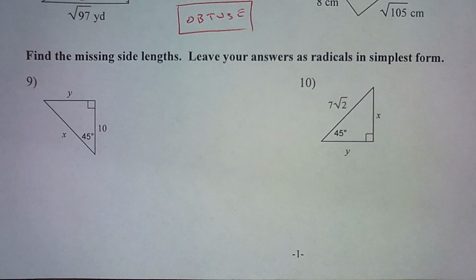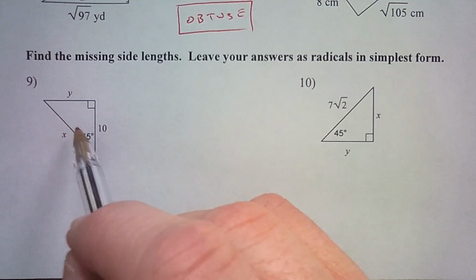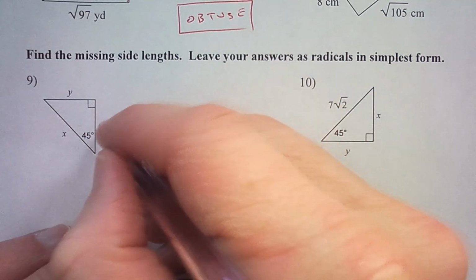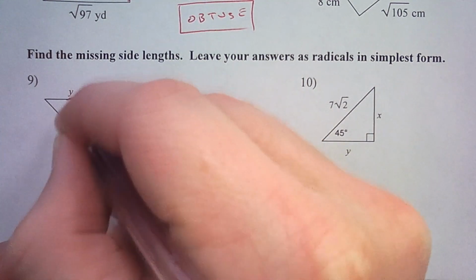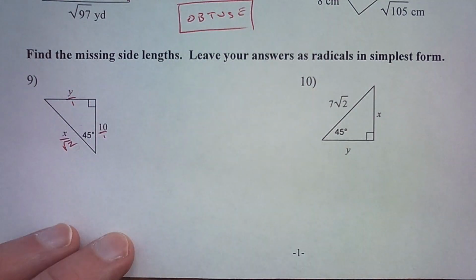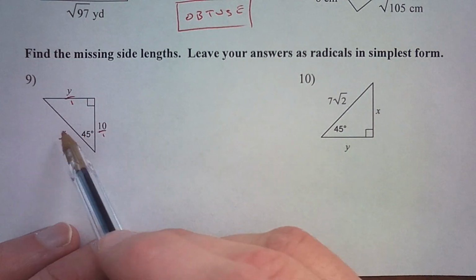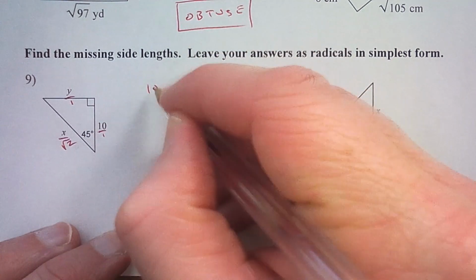We'll continue our review of right triangles now with special right triangles. So we'll see some 45, 45, 90 triangles and some 30, 60, 90 triangles. So our first one here is a 45, 45, 90, and that comes in the ratio of 1, 1, square root of 2. So 10 is to 1 as x is to the square root of 2.